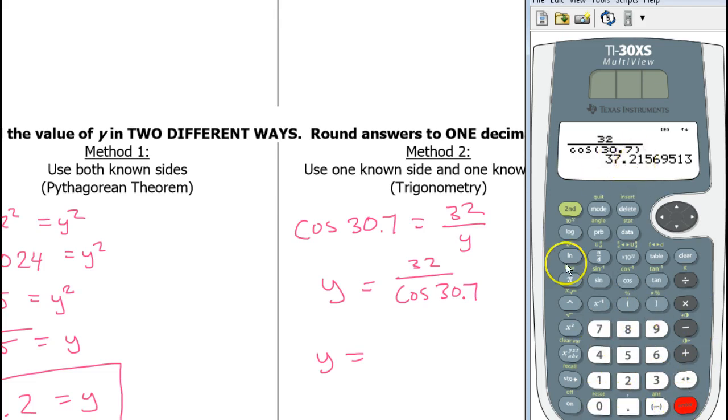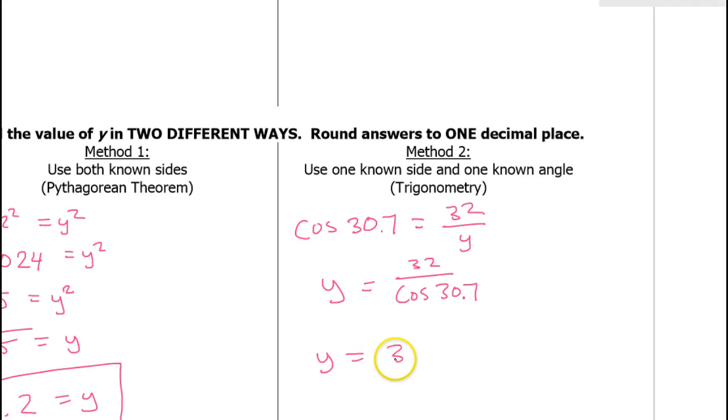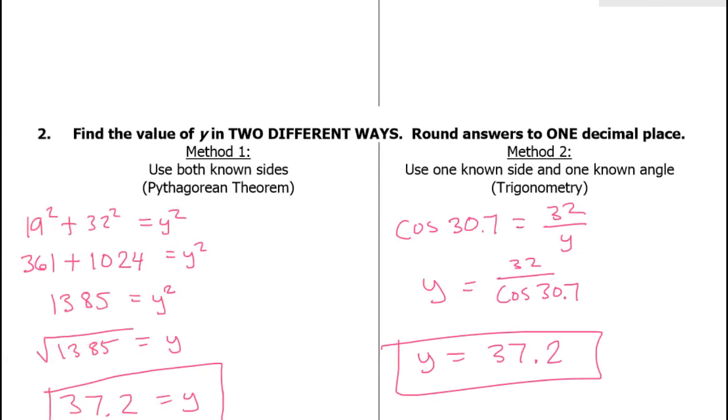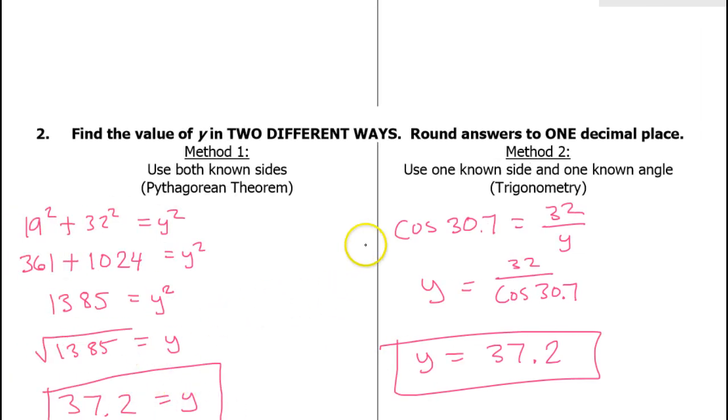And that's 37.2. Which of course is the same thing that we got when we did it the other way.